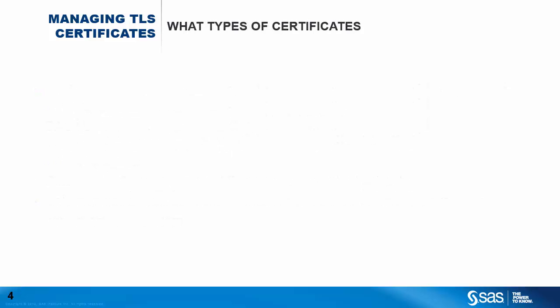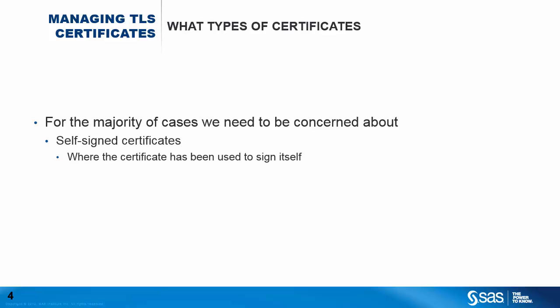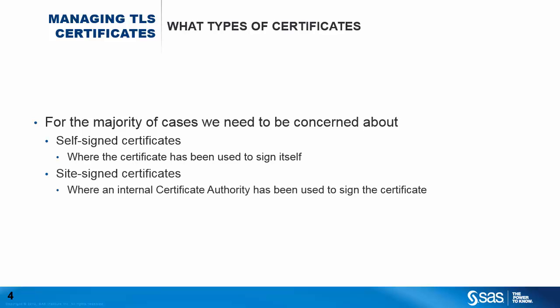So what types of TLS certificates is this process aimed at? For the majority of cases, we are looking at two types of certificate. The first are self-signed certificates, where the certificate generated has been signed by itself. The second are site-signed certificates. These are certificates that have been signed by a certificate authority internal to the organization. Most large organizations will have some established process and mechanism to generate certificates for use wholly within the organization.